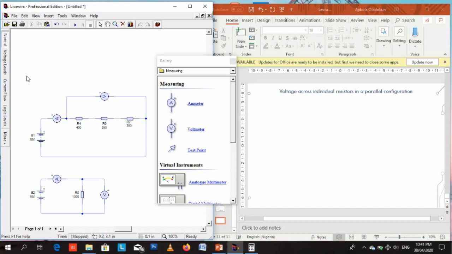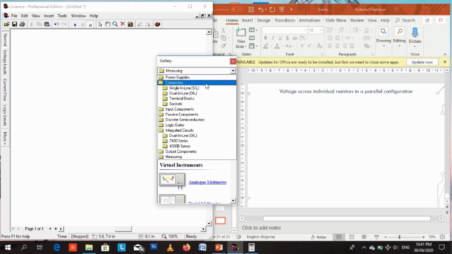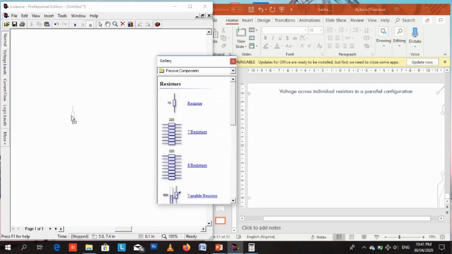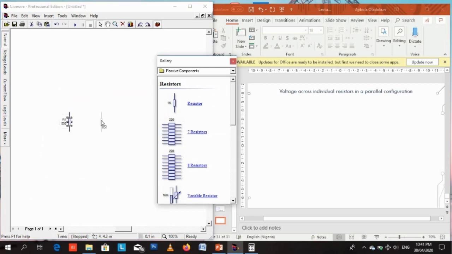So let's get rid of all the circuits we've drawn so far. Get rid of them. Start afresh, a blank slate. We start, of course, as usual, with passive components. Get our resistors. Resistor 1. Let's make it 500 ohms. Resistor 2.